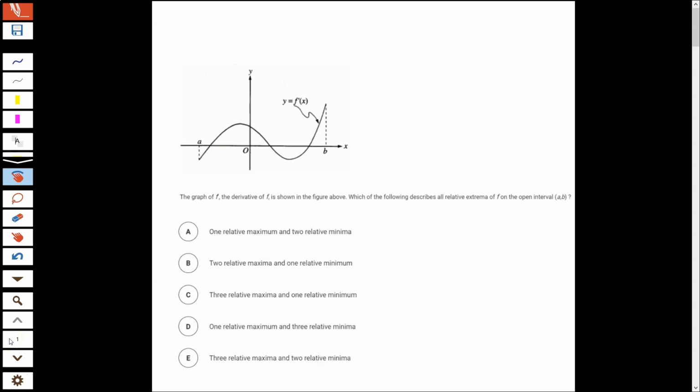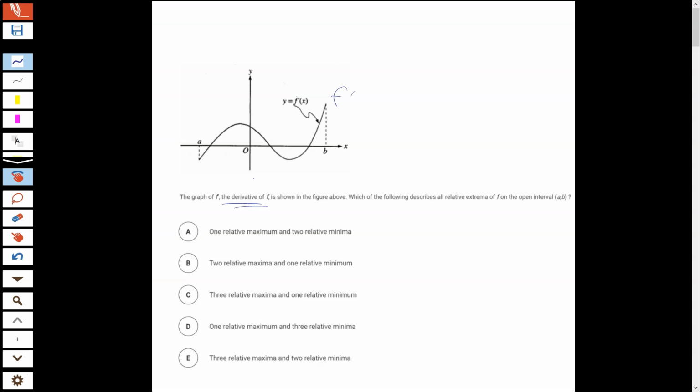Okay, team. So here are some AP level questions regarding derivatives and increasing and decreasing intervals and maxima and minima. So in this first one we have the graph of f prime, the derivative of f. It's really important to annotate these so I remember what I'm looking at. So this is f prime. I'm going to write it again even though it says it right there.